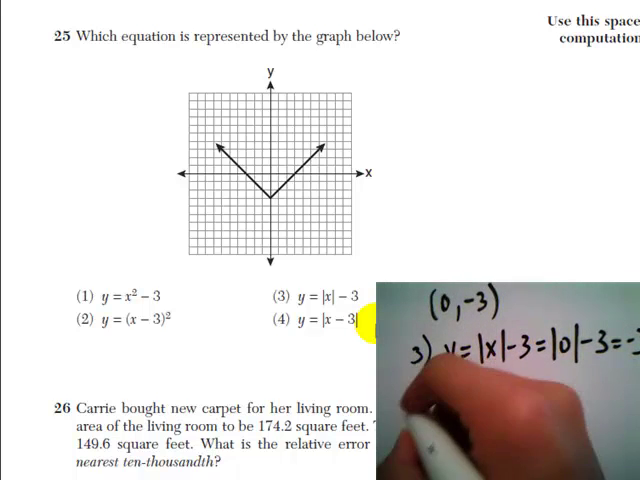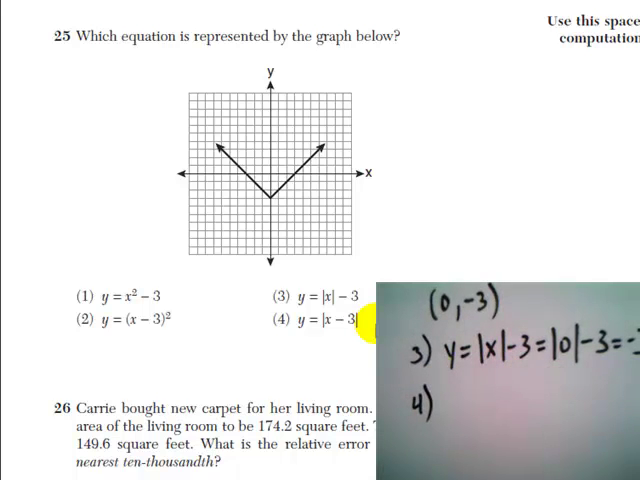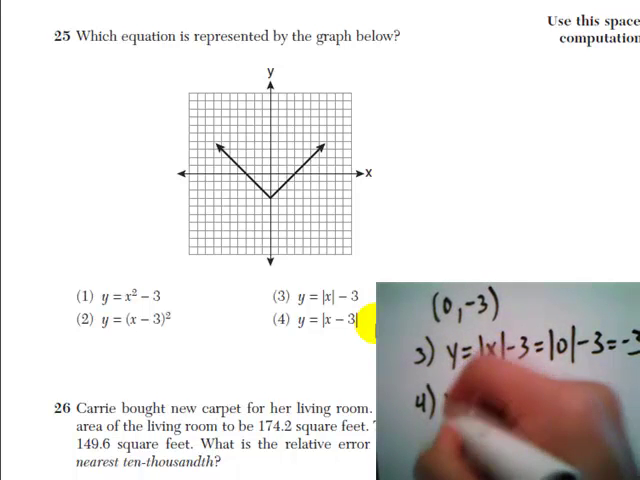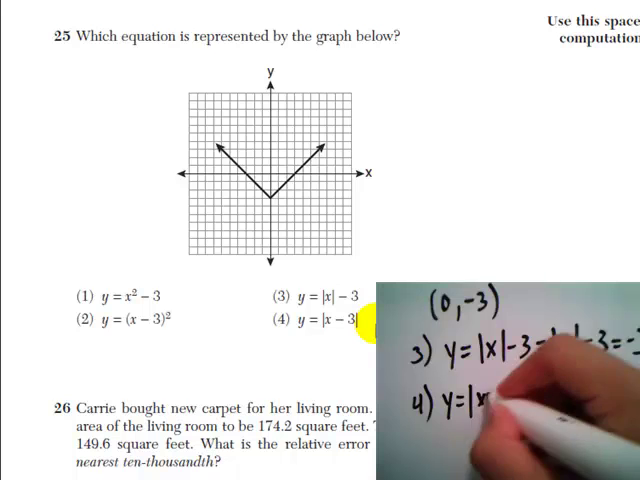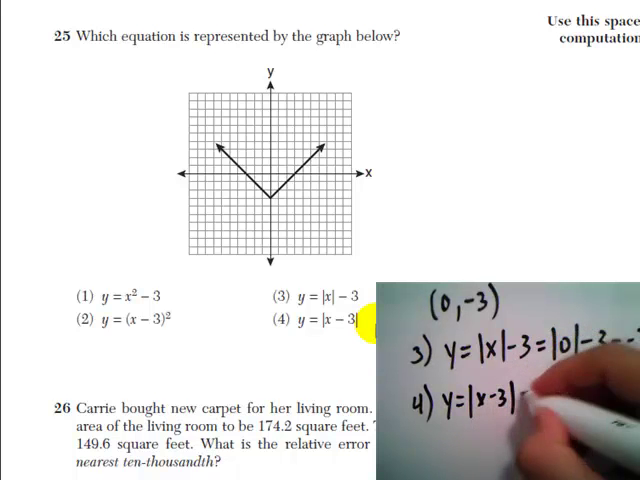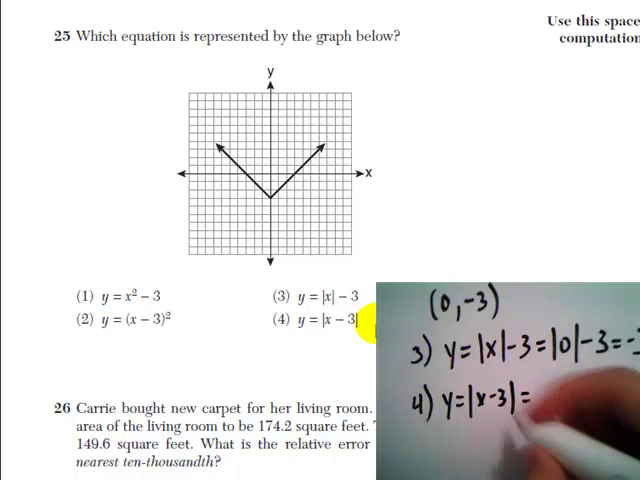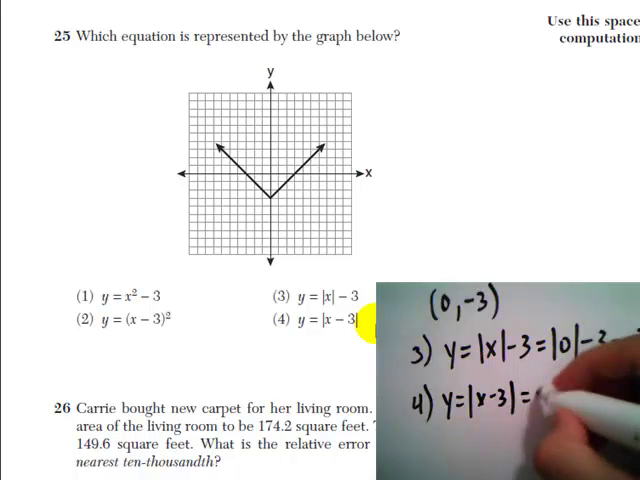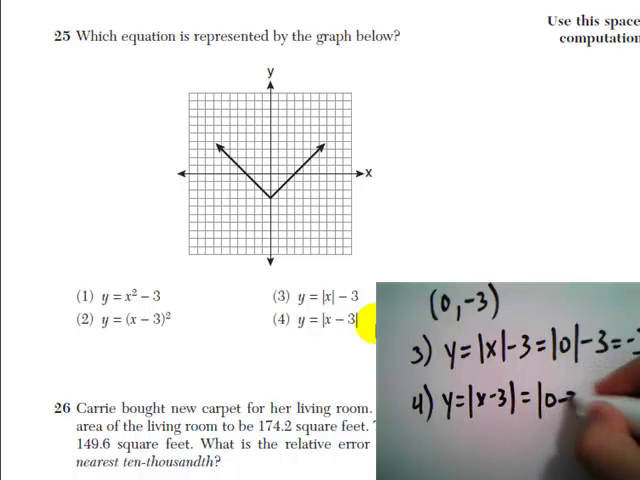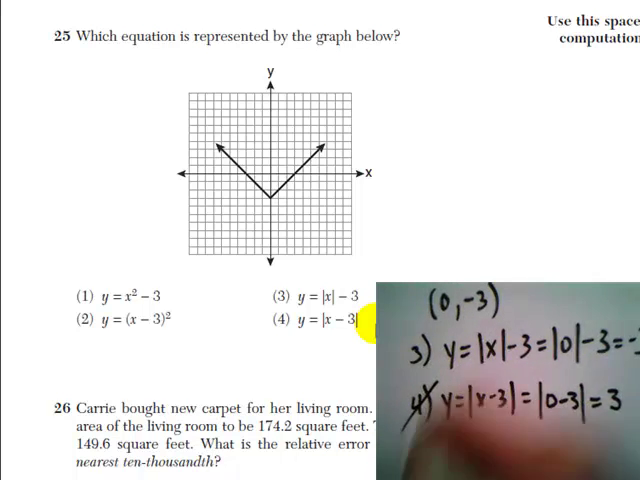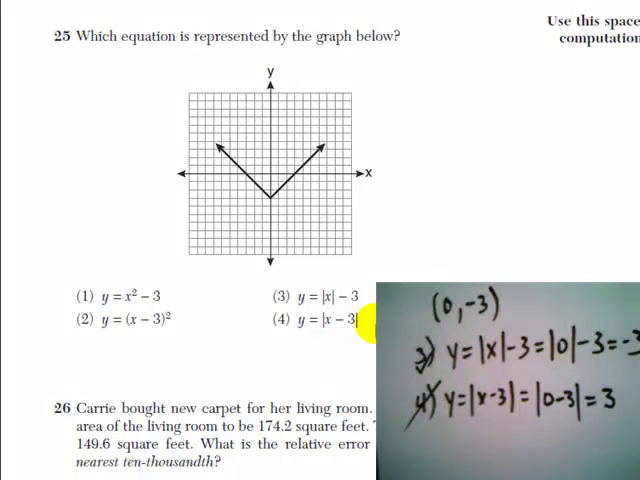Just to make sure, we have number 4, which is y equals the absolute value of the quantity x minus 3. If we plug in 0 for x here, we get the absolute value of 0 minus 3, which is the absolute value of -3, which is actually +3. So number 4 doesn't work. Number 3 is our answer.